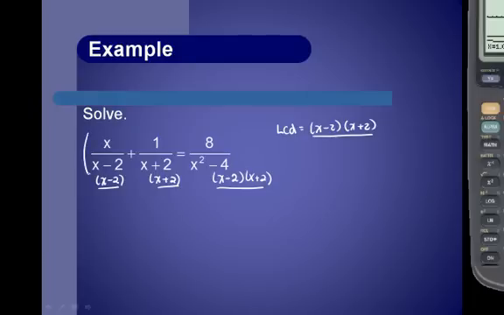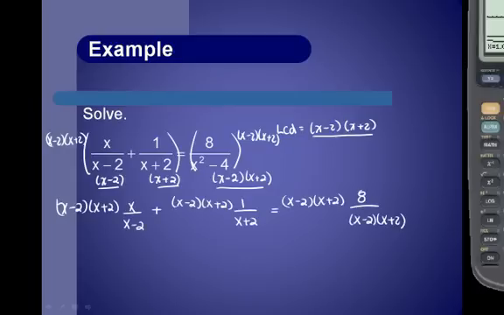So now what we're going to do is multiply both sides of the equation by this LCD. So we've got x minus 2 times x plus 2 times the left side, x minus 2 times x plus 2 times the right side. Well, I'm going to go ahead and write this out. Okay, so this expression shows every term being multiplied by the LCD. Now what happens is we go through and divide top and bottom by like factors. So in the first fraction we can divide x minus 2 into top and bottom, and we get x times x plus 2. In the second term we can divide top and bottom by x plus 2, and we get 1 times x minus 2.